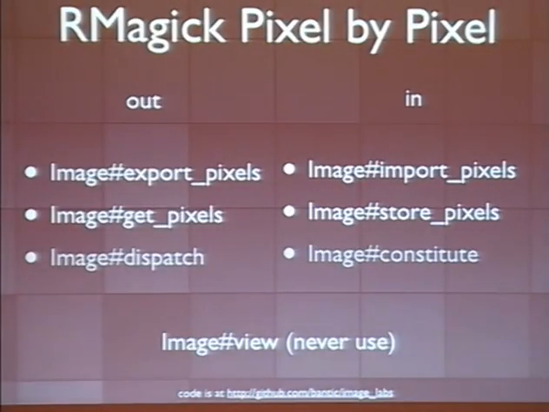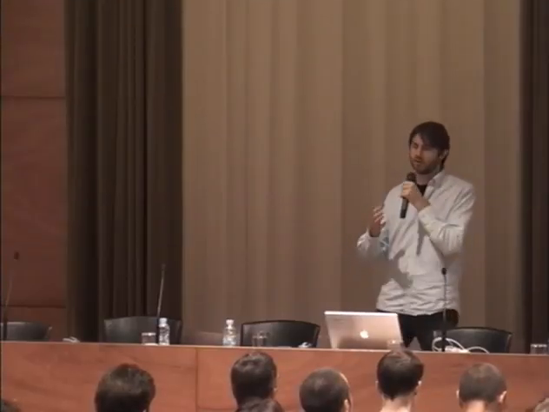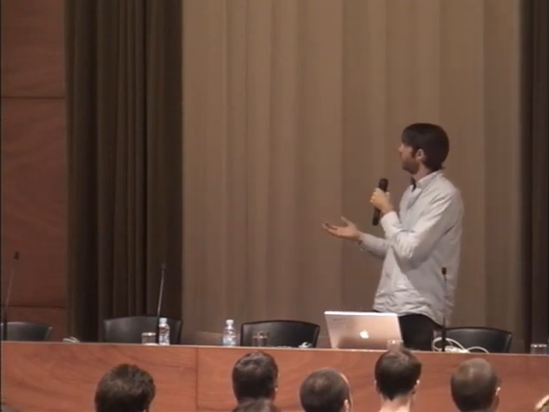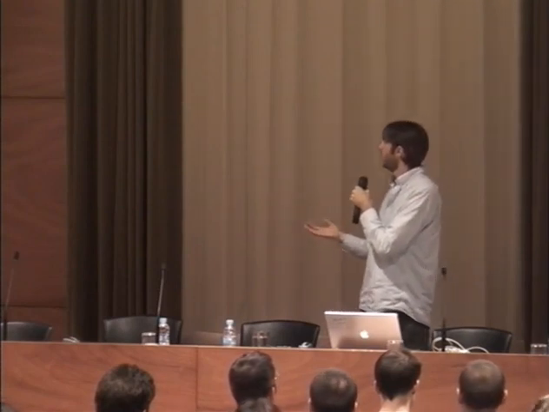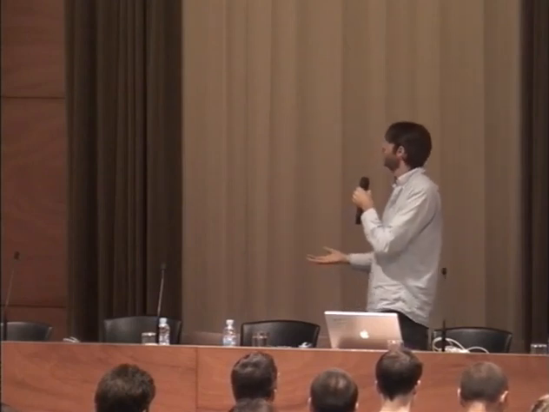So RMagick has a couple of different methods. It actually has a lot more methods than I list here to get pixel data in and out, and I find them really confusing. Some of them return arrays of RGB tuples, some return arrays of pixel data, some return two-dimensional arrays, some return all the pixel data as a whole string. And looking at this, who knows what does what? What does image dispatch do? It does the same thing as image export pixels, but it's slower. So I don't know why it's there.